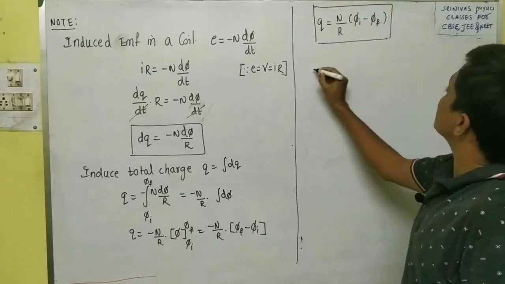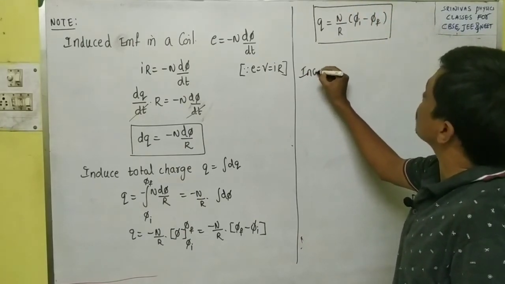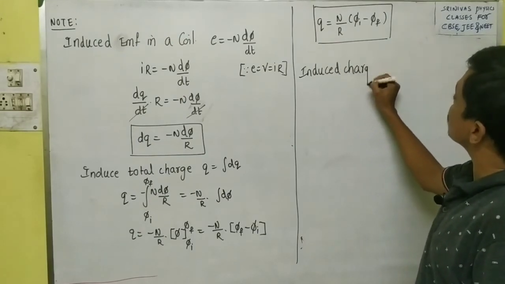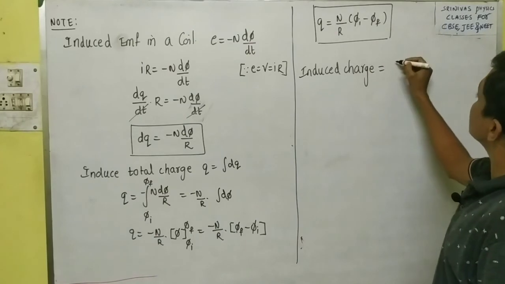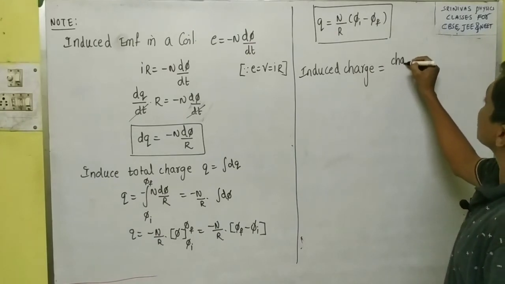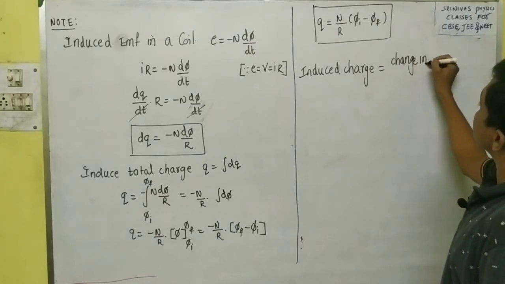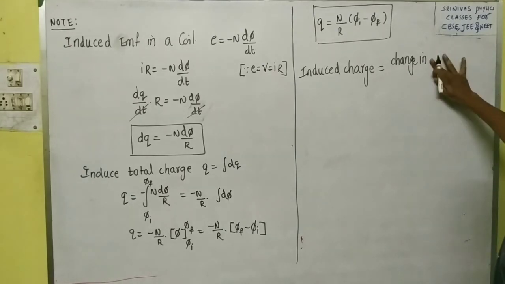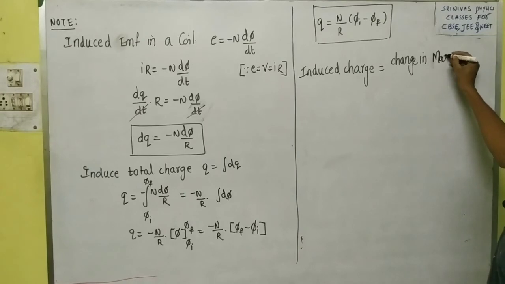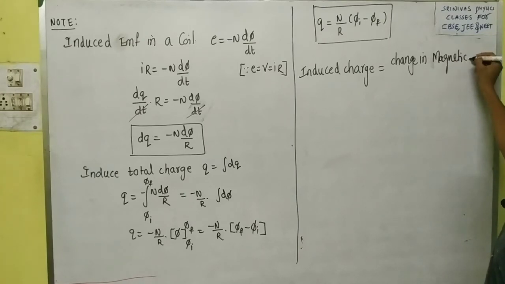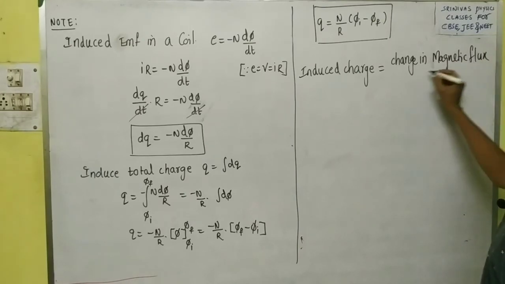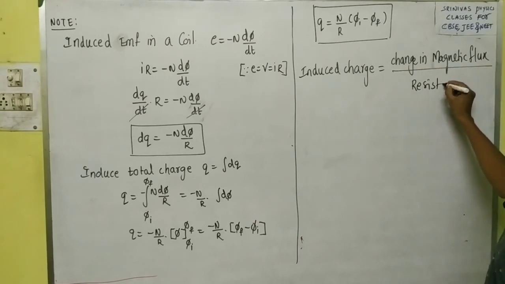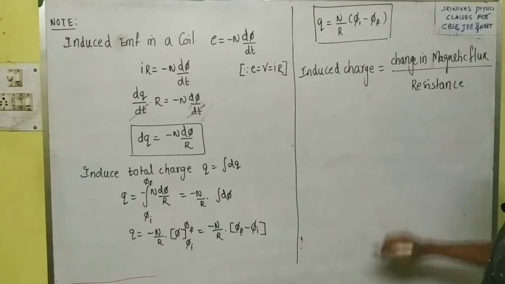This is nothing but the induced charge is equal to the change in magnetic flux by resistance. Induced charge is equal to n times the change in magnetic flux, divided by resistance.